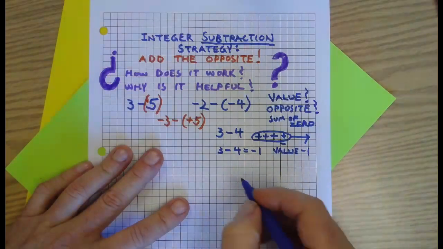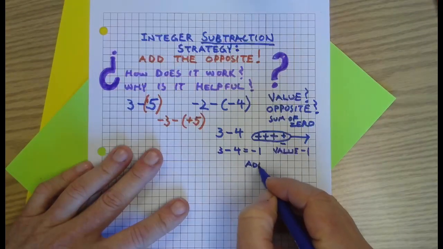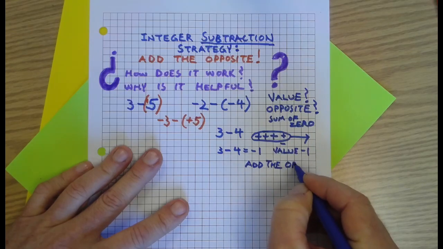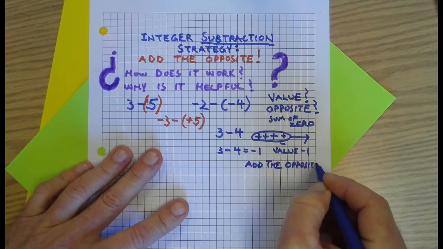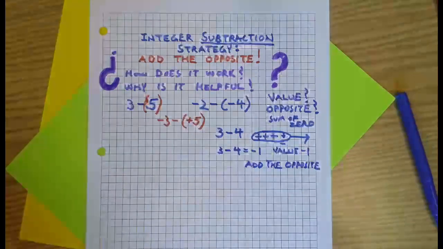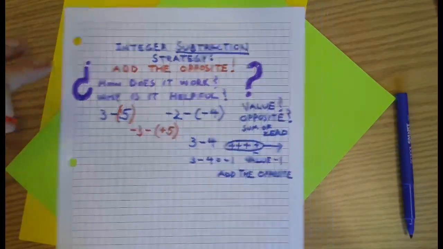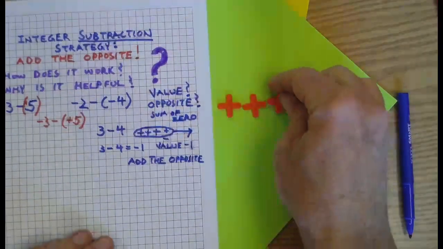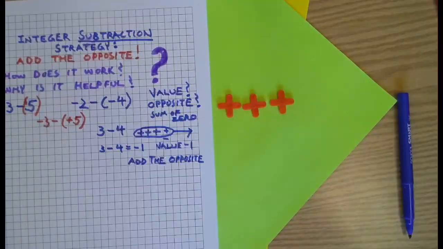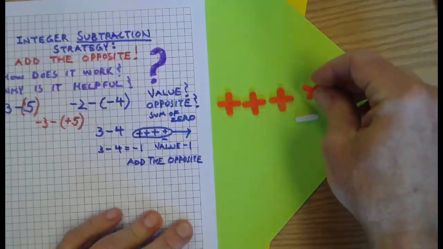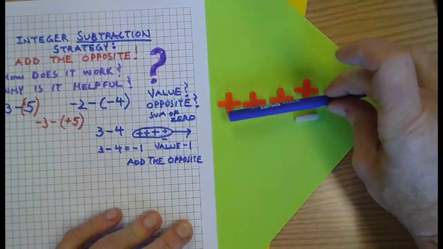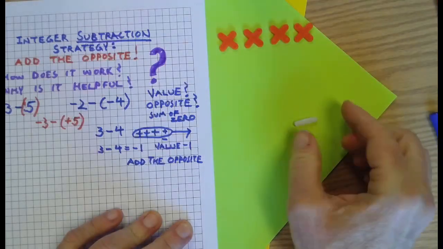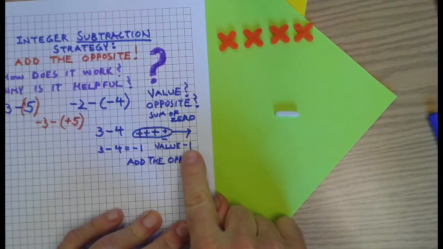Now let's try this add the opposite and see what happens. First we'll do it with the tiles here just to illustrate. So I'm going to start with 3, and I'm adding a 0 so that I can take away positive 4, which leaves me with negative 1, which we already figured out.